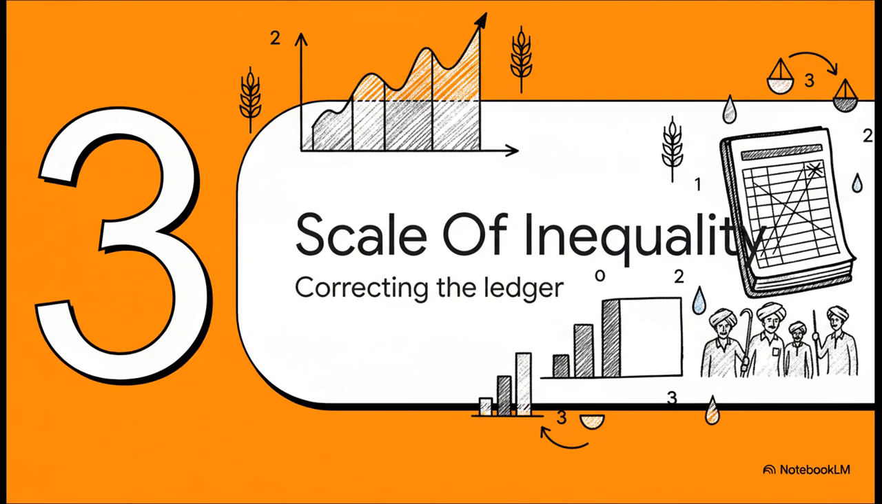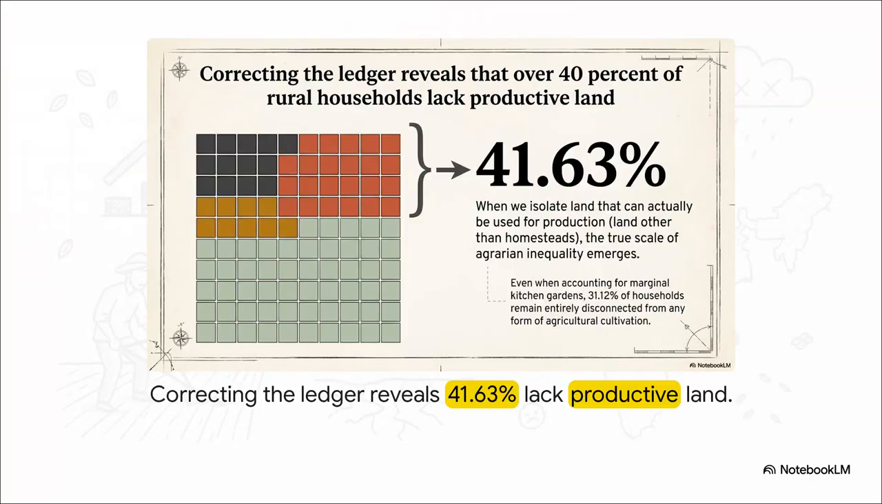Section 3. The true scale of inequality. Correcting the ledger to reveal the hidden majority. So what happens when you actually correct this ledger? When researcher Vikas Raval isolated land that can genuinely be used for production, meaning land other than just homesteads, the real landlessness rate completely explodes. It jumps from that tiny 10% up to over 41%. Let that sink in. Over 40% of rural households lack the productive soil necessary for agricultural survival. That is just a staggering difference.